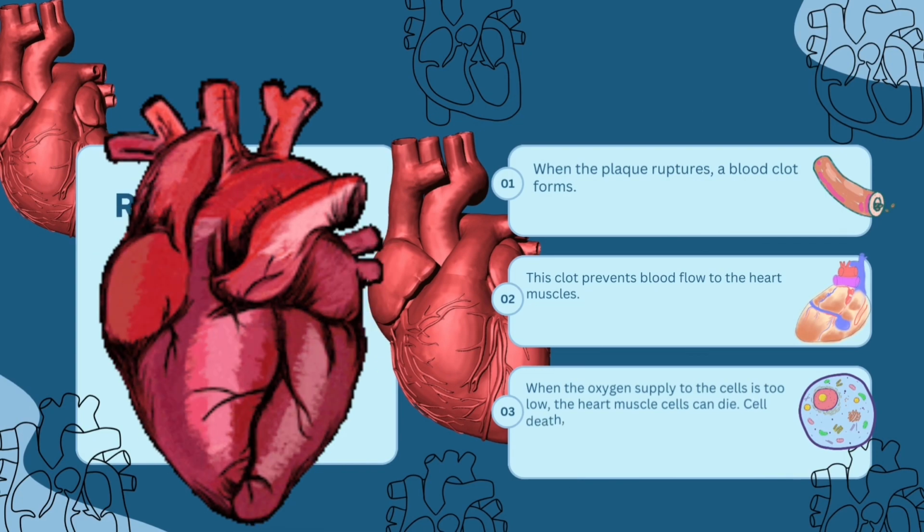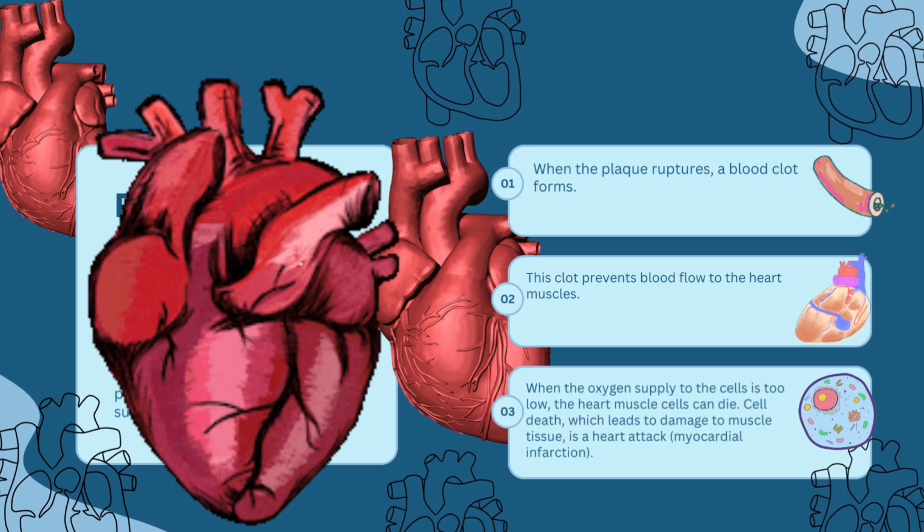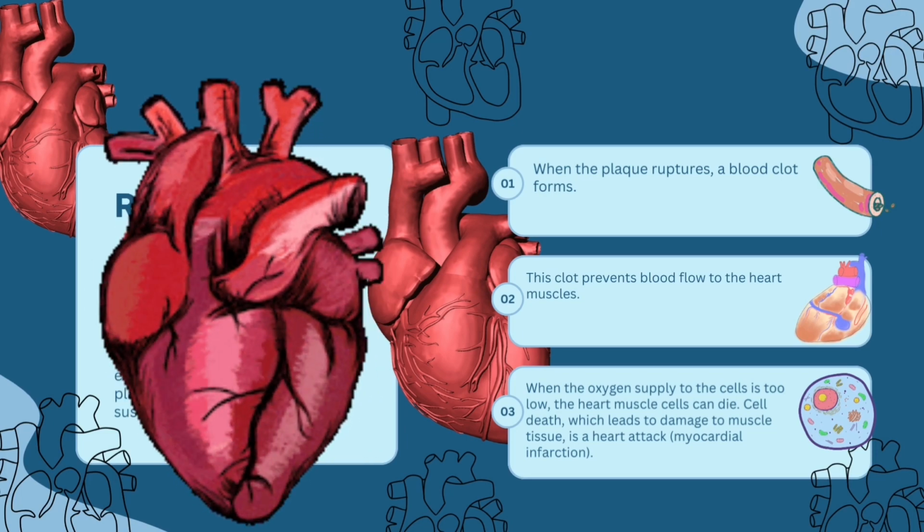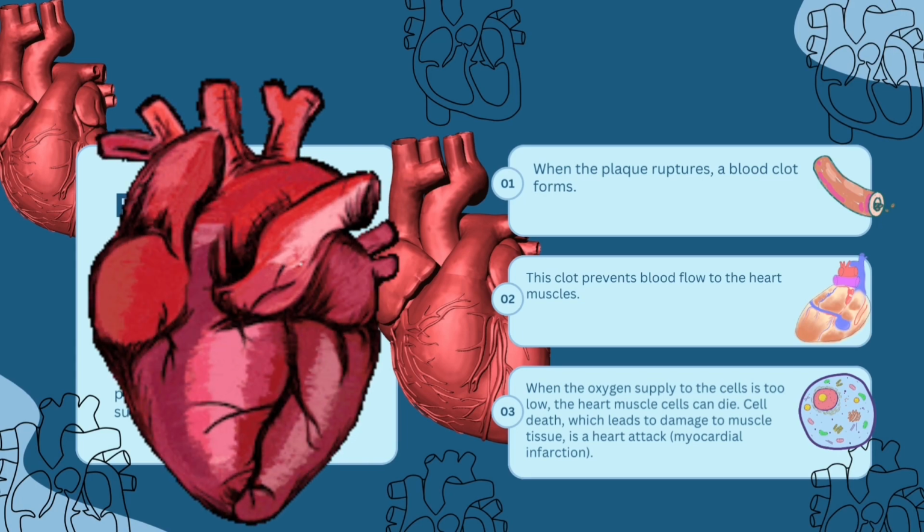Okay, reasons. First, when the plaque ruptures, a blood clot forms. Second, this clot prevents blood flow to the heart muscles. And third, when the oxygen supply to the cells is too low, the heart muscle cells can die. Cell death, which leads to damage to muscle tissue, is a heart attack, myocardial infarction.